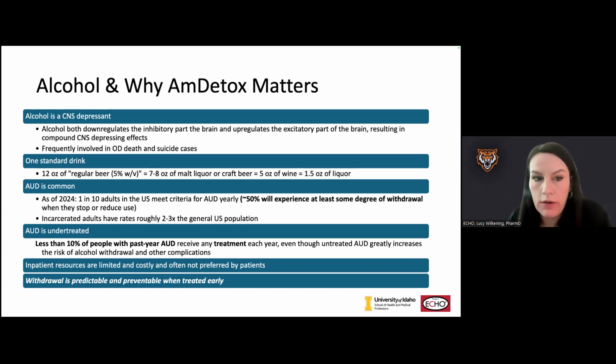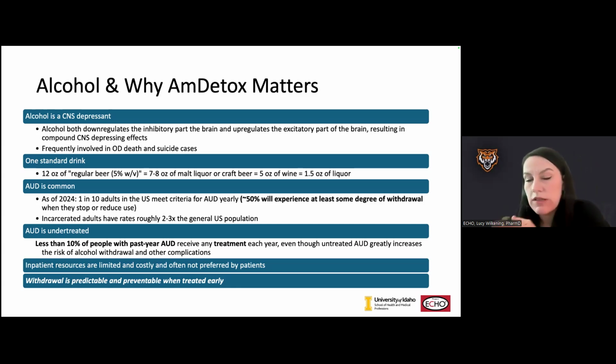AUD is undertreated, right? Less than 10% of people within the past year receive any treatment, even though we know that untreated or undertreated AUD significantly increases the risk of severe complications, alcohol withdrawal, and even things like delirium tremens. One of the issues with alcohol withdrawal management is patients' reluctance to go to the hospital. That's one of the things that I have frequently encountered in practice. And on top of that, inpatient resources are limited and they're costly.